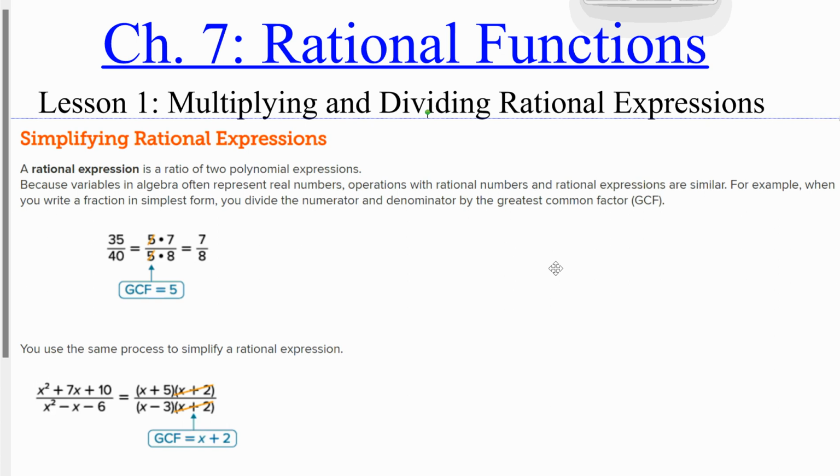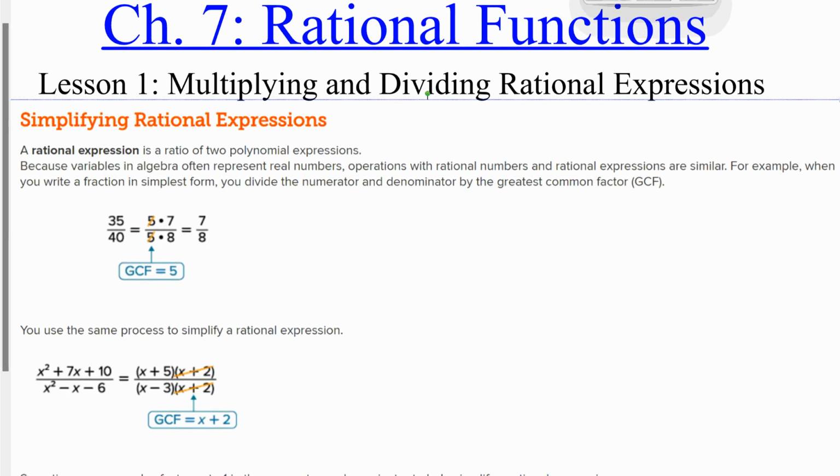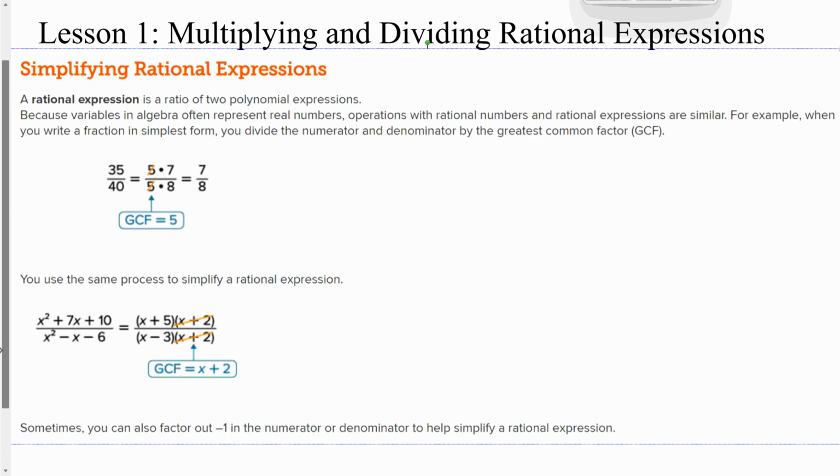7, we're looking at rational functions. I mean, just normal fractions, right? And we can take any fraction and start reducing if we can find the GCF. Well, the same thing is true with rational expressions. We have rational expressions either multiplying or dividing.